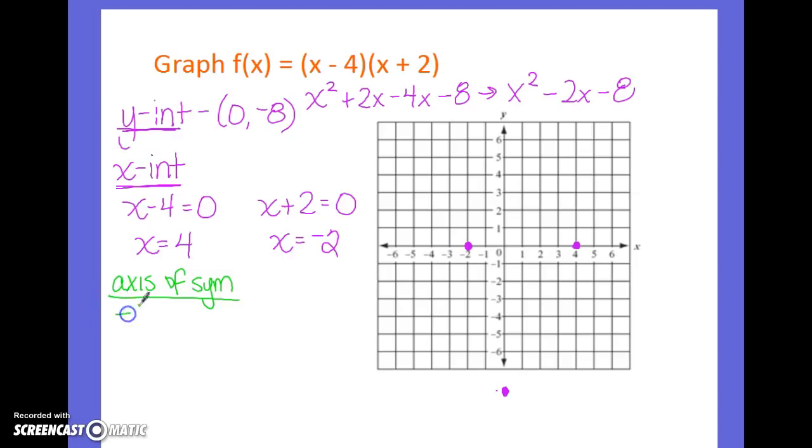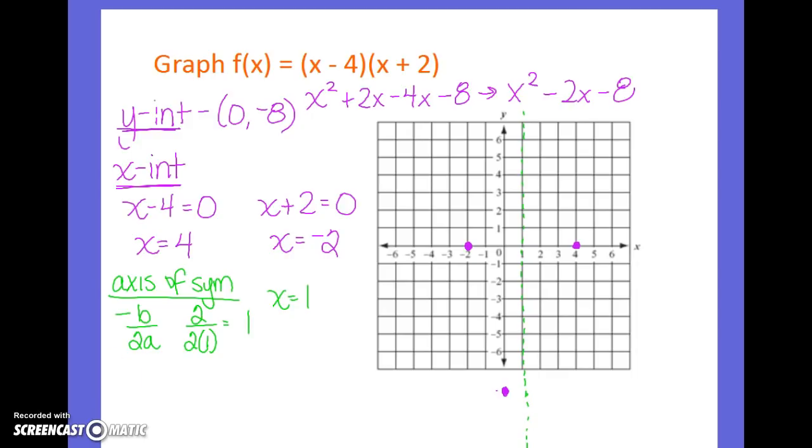using that -b divided by 2a. So -2 would be positive 2 divided by 2 times 1, which would give me 1. So my axis of symmetry is at x equals 1. So if you want to put that in, I like to put a little dotted line to show that that's my axis of symmetry. I've got to go all the way down.